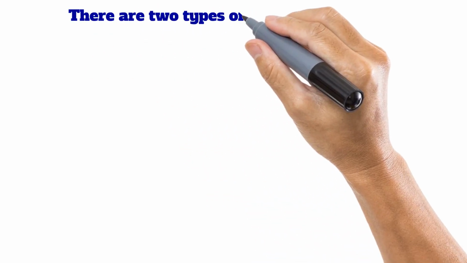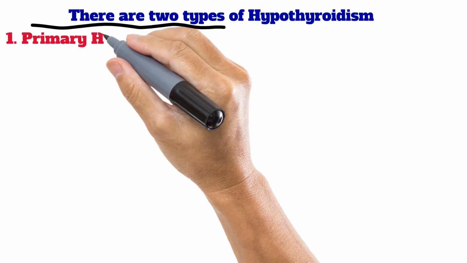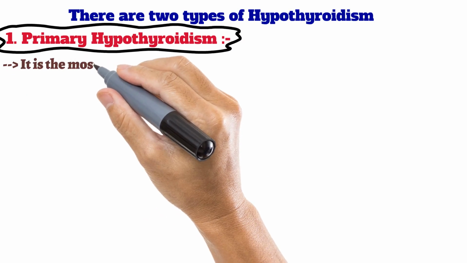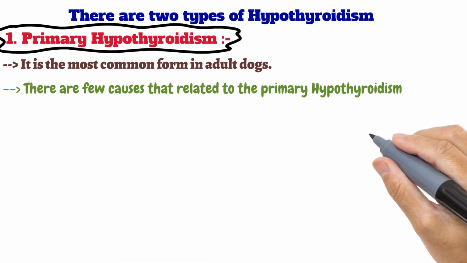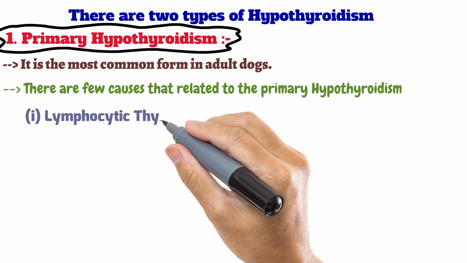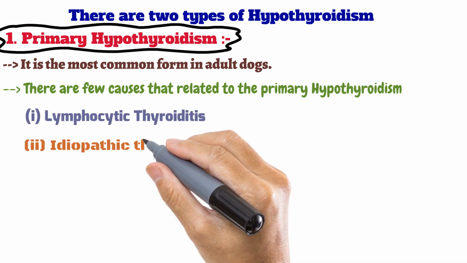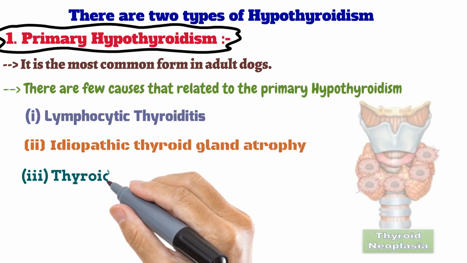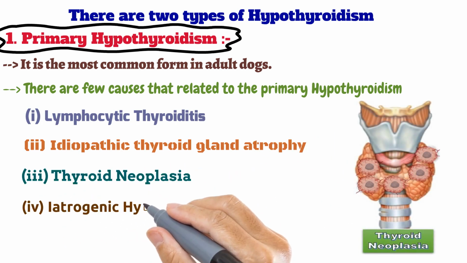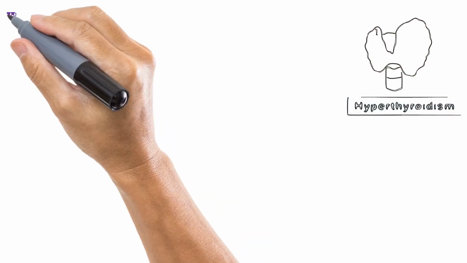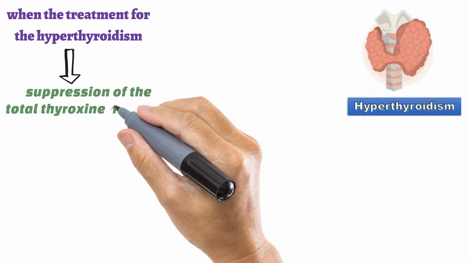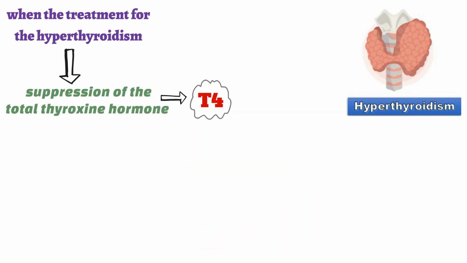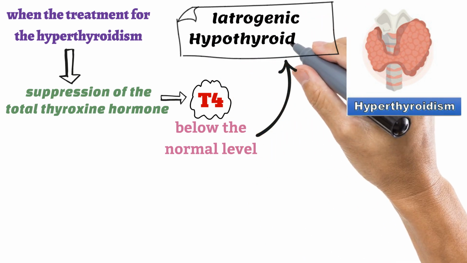There are two types of hypothyroidism. First one is primary hypothyroidism. It is the most common form in adult dogs. There are a few causes related to primary hypothyroidism. They are lymphocytic thyroiditis, idiopathic thyroid atrophy, thyroid neoplasia, and iatrogenic hypothyroidism, meaning when the treatment for hyperthyroidism causes the suppression of the total thyroxine hormone, that is the T4, below the normal level, it results in iatrogenic hypothyroidism.